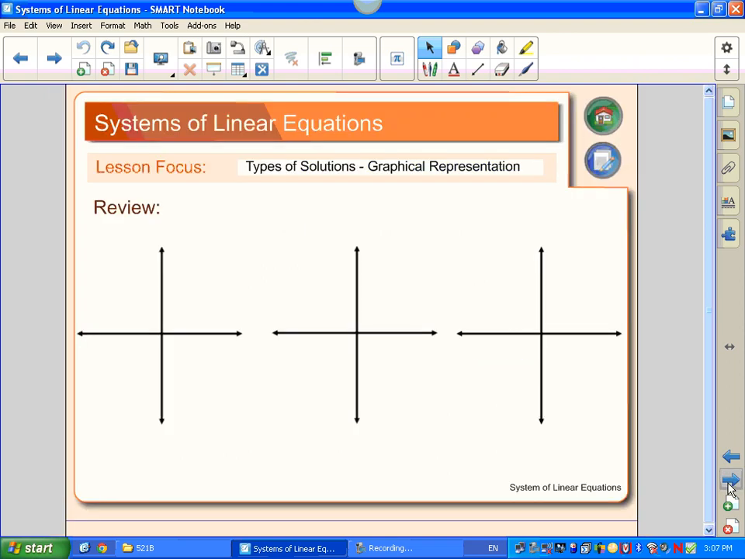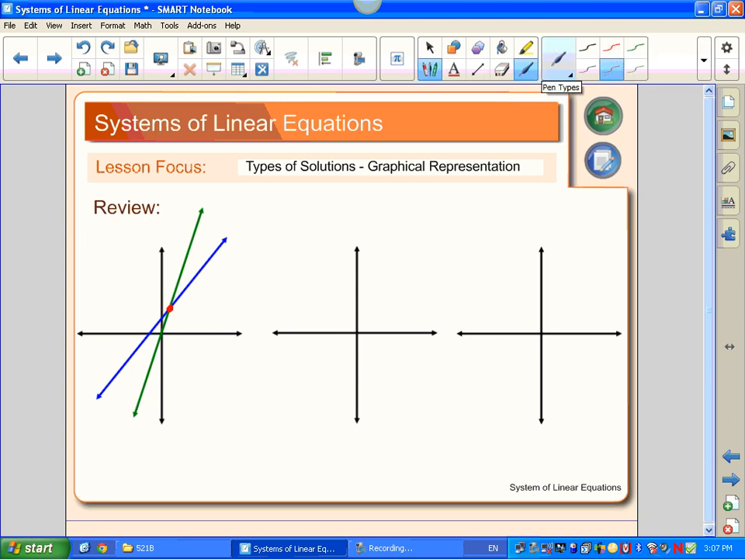Just a quick review about solving a system. We have 3 possibilities for an answer. So if I have 2 lines, like so, they meet at a point. This is the solution. So this has one solution. It's the point of intersection.